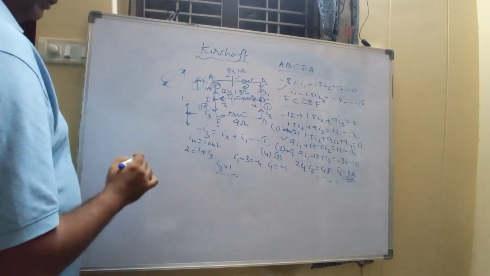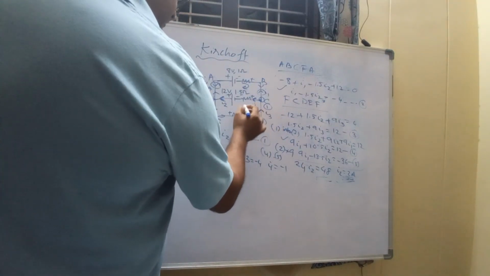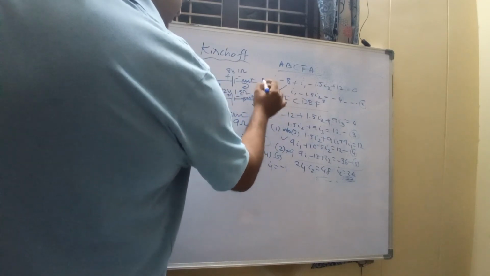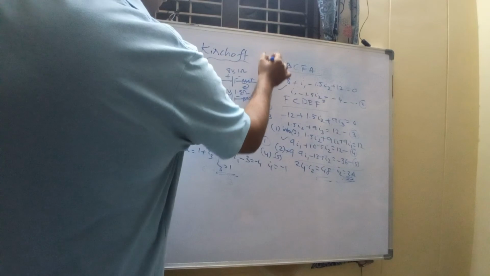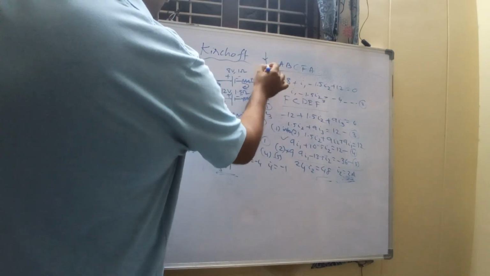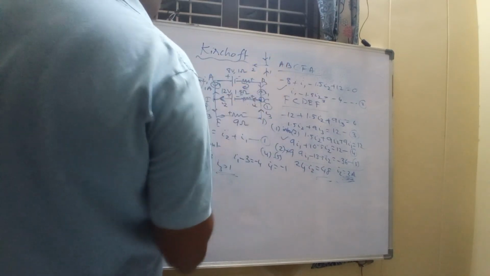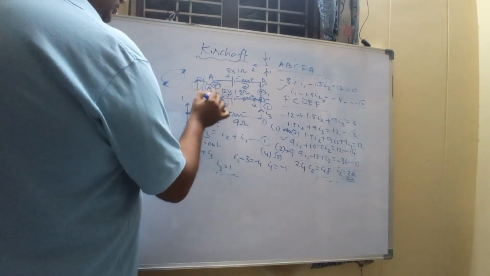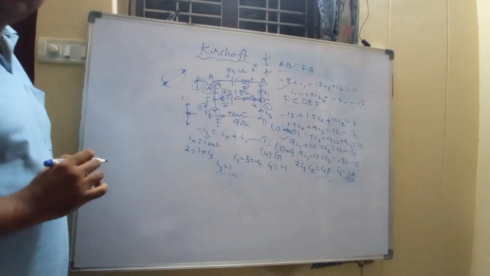So what is the answer means? Here 1 is coming, 2 is going like this, and 1 is joining here. Okay, so the figure is like this. Here 1 is coming, here 1 is coming, and 2 is going. So what are the final answers? So this is 2 amps, this is 1 amp, and this is 1 amp. This is how we solve the problem.